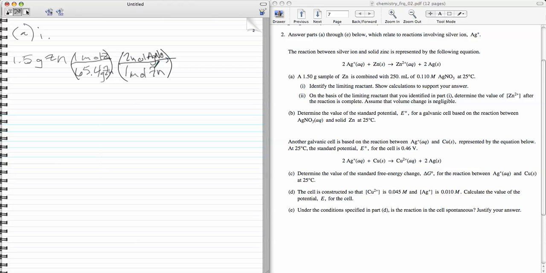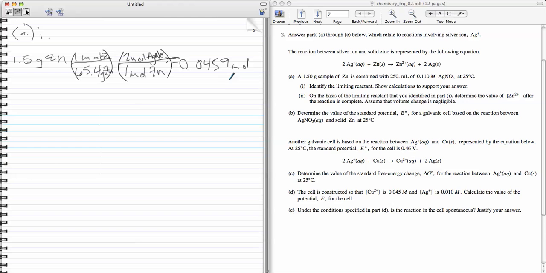Okay, and so we can do a couple things with that. If we figured out how many moles of that, we could also compare it to how many moles of silver nitrate we've given into the solution with the 250 mils of the 0.11 molar. Okay, so we have 1.5 divided by the 65.4 times 2, which comes out to 0.0459 moles of silver nitrate.